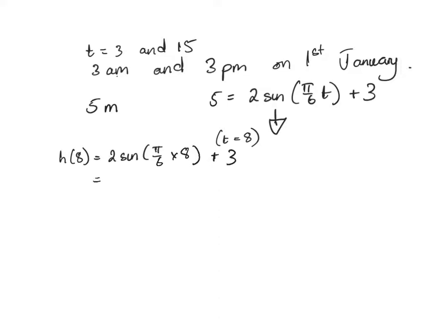And when we put that into our calculator, we get 1.27 meters. So at t equal to 8, we get the height of the tide equal to 1.28. Go back and have a look and see whether that's right.